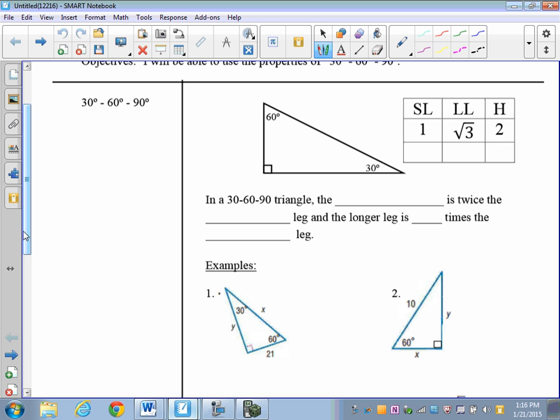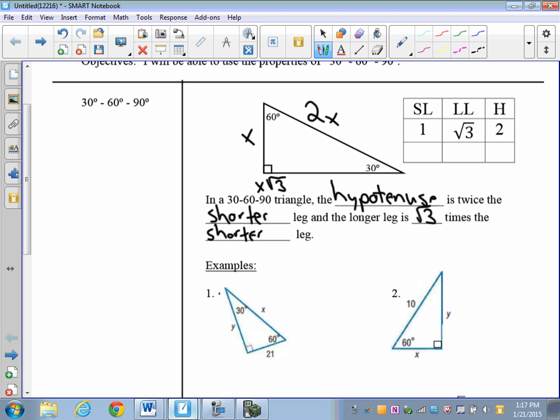So it says in a 30, 60, 90 triangle, the hypotenuse is twice the shorter leg, and the longer leg is square root of 3 times the shorter leg. So what we should be thinking, using that same notation as before, we have x. We say the hypotenuse is twice the size of the shorter leg, so it's 2x. And the longer leg is the square root of 3 times x, so x square root of 3.